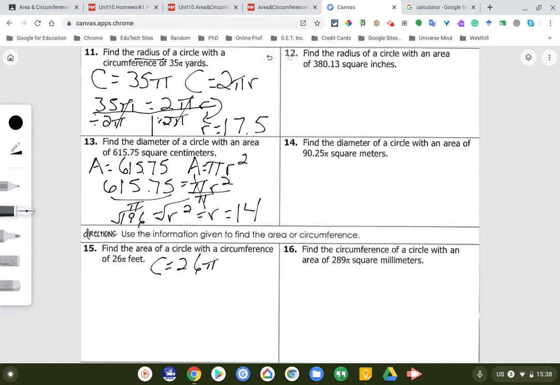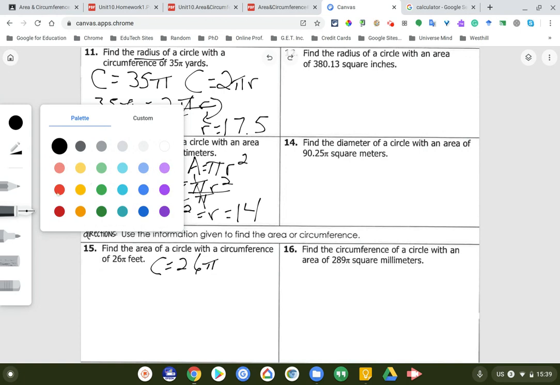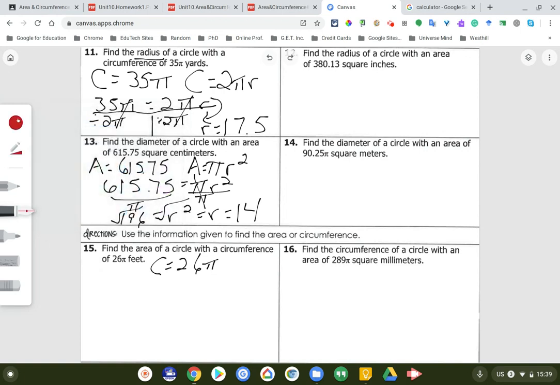joined? So we know that the circumference of a circle is, right, 2 times pi times r. Let me do this in a different color. Let's do dark red. Okay. So we know that the circumference of a circle is 2 times pi times r, and the area is pi r squared. So let's see here, what can we do?